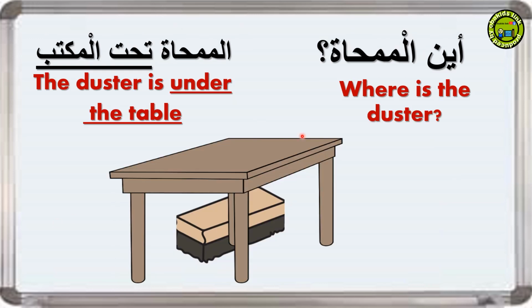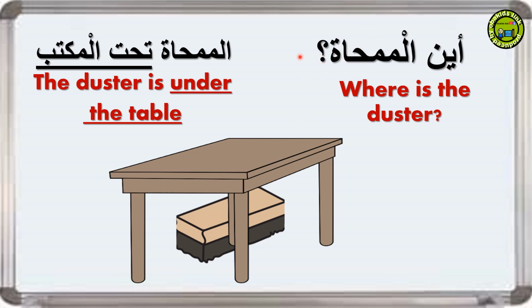Let's continue. أين الممحاة? أين is the interrogative particle and الممحاة is the subject. أين الممحاة means where is the duster? As you can see this time around, what we are asking about is not a human being. And we are asking about where is the duster using this aina. And what we are asking about is not a human being. Instead, it is a thing.